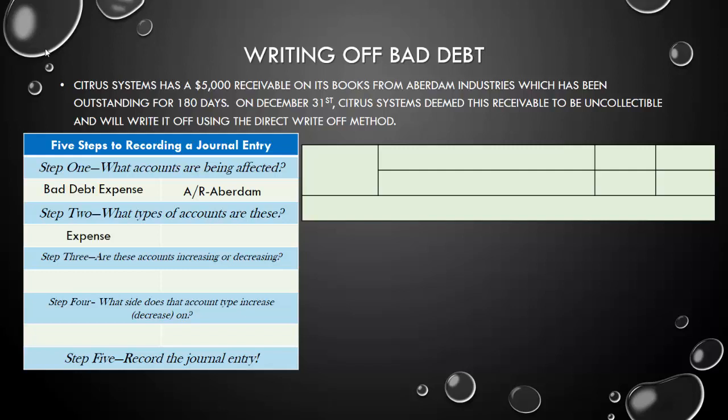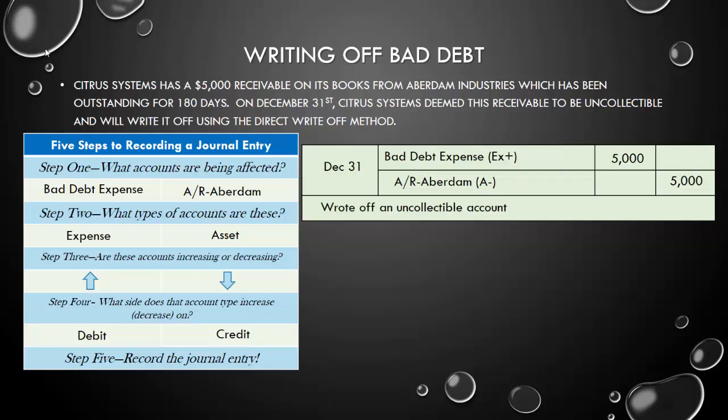Bad debt expense is an expense, and we know receivables are assets. The amount of bad debt that we're going to record during the period is going up, whereas this receivable is coming off our books. We're decreasing the value of our receivable from Aberdam Industries. Therefore, bad debt expense has to be the debit, and this receivable has to be the credit. So on December 31st, when we write this off, we're simply going to debit bad debt expense and credit our receivable from Aberdam for the $5,000 balance that it had at the time when we wrote off an uncollectible account.